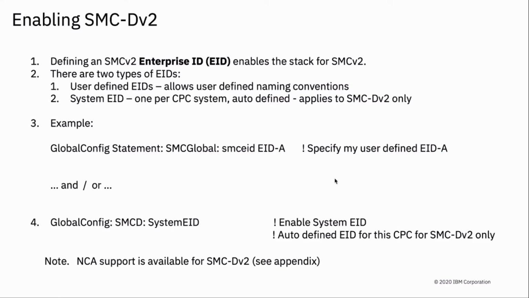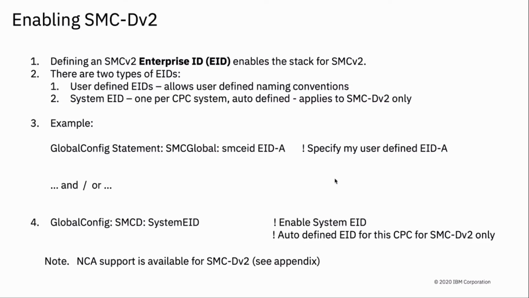But again, step 1, on your global config or an NCA, you can go in and define an EID. Pick one, either it's user-defined or it's a system EID. And Charles is going to take you through this. So right now, I'm just showing you the concepts. And again, the NCA support is in the appendix. I don't know that we'll have time to go through the panels, but it's really only 2 or 3 panels because it's just a couple of items.